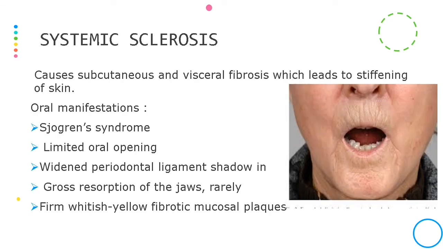The third disease is systemic sclerosis. This causes subcutaneous and visceral fibrosis, which leads to stiffening of the skin. The oral manifestations include Sjogren's syndrome, limited oral opening, widened periodontal ligament shadow, gross resorption of the jaws, and firm whitish-yellow fibrotic mucosal plaques.